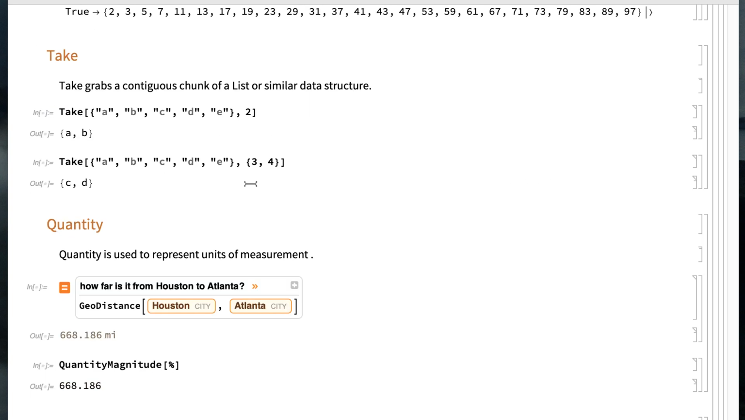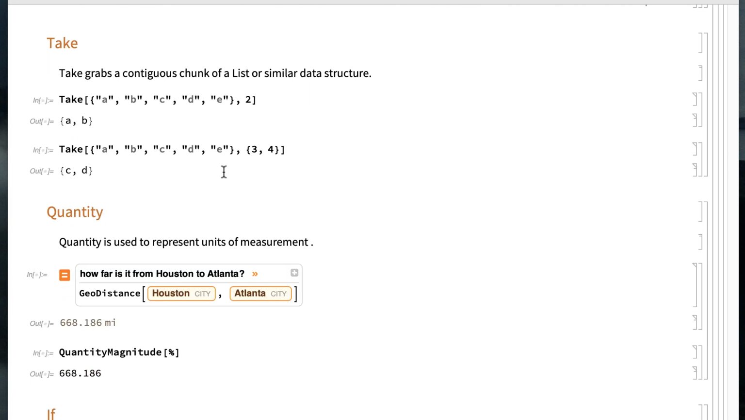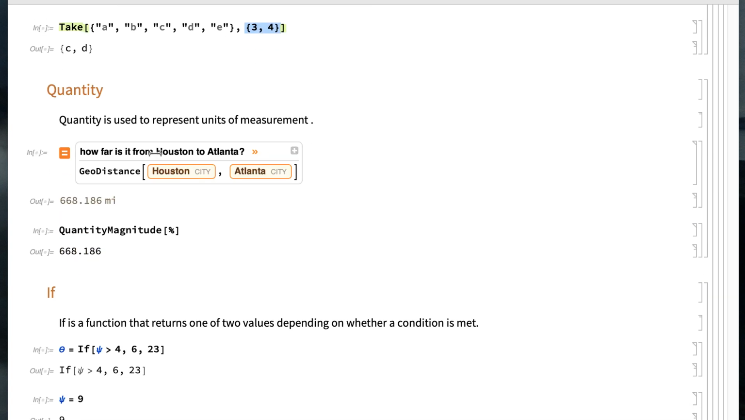Okay. Take. Take is a little bit like part. It says here's some structure. Grab the first two of them. It's grabbing contiguous elements. Or here I'm saying go from arguments 3 to 4, grab those. Quantity.